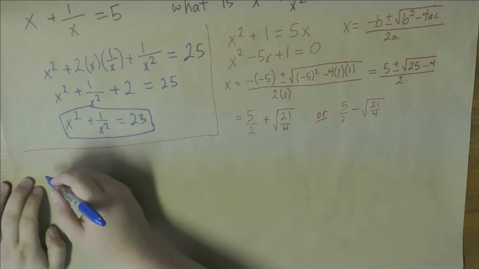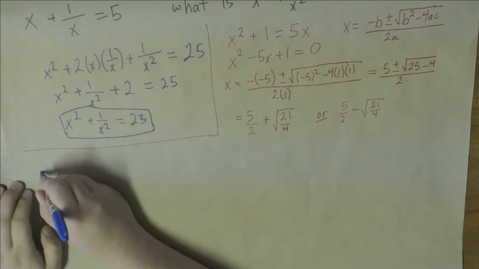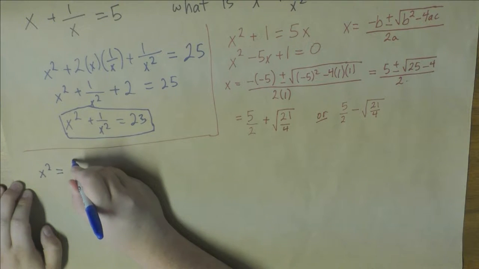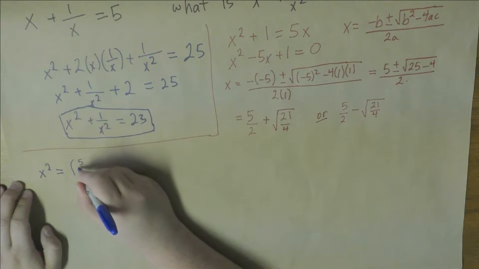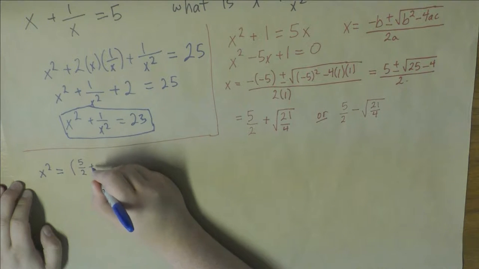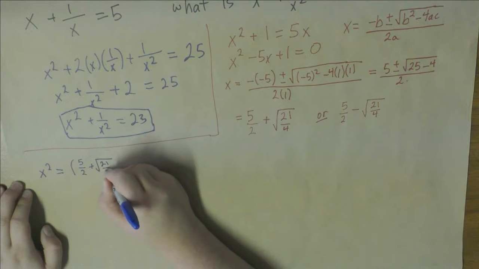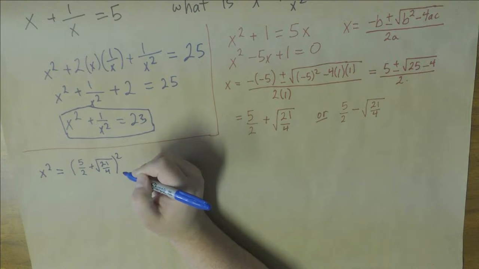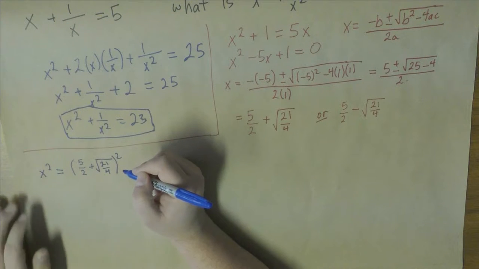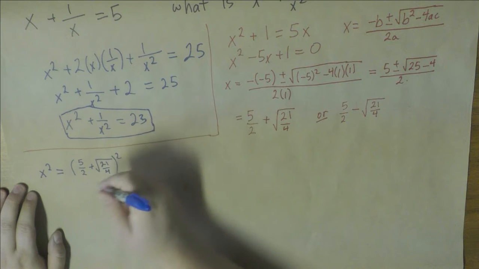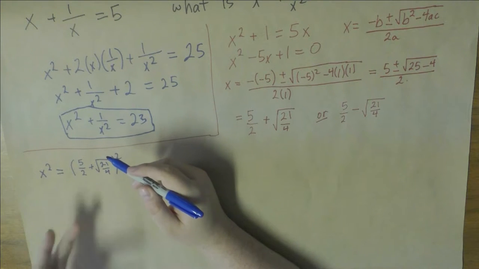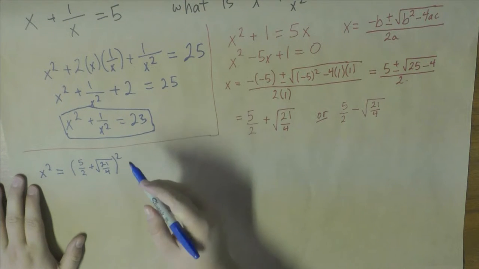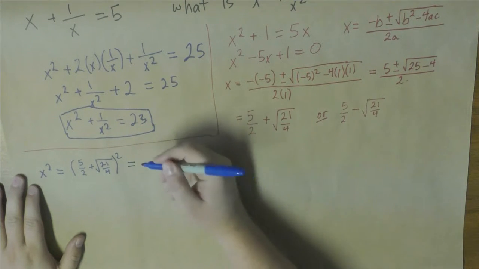So this means that we have x squared is going to be equal to 5 halves plus root 21 over 4, squared. Now this, we're going to just apply the binomial thing to this, because if you just plug this in your calculator, this is an irrational number.